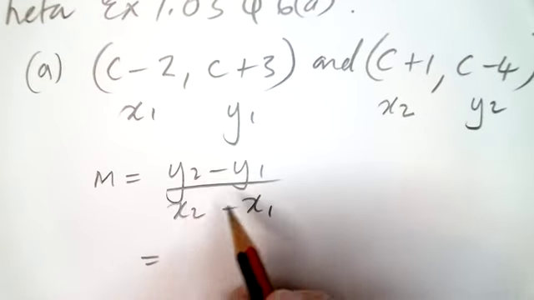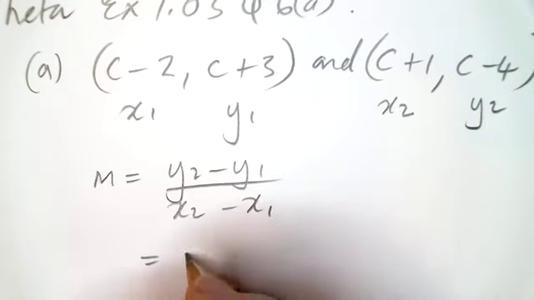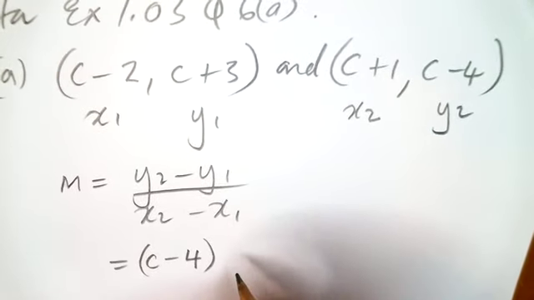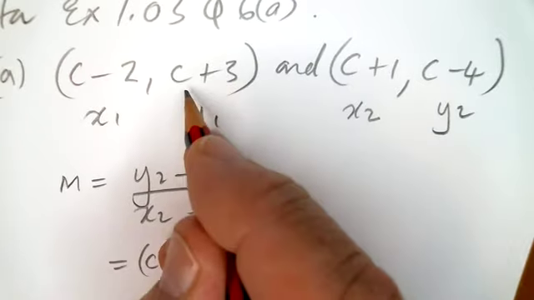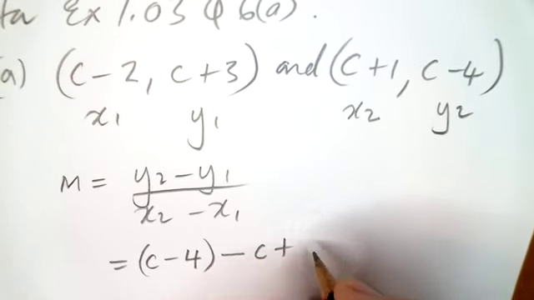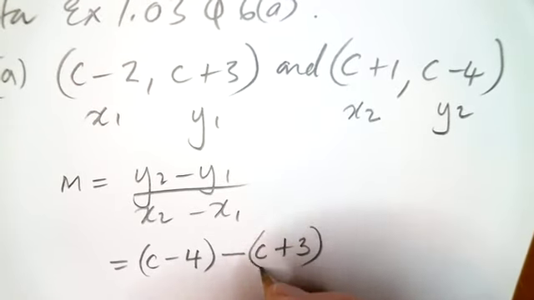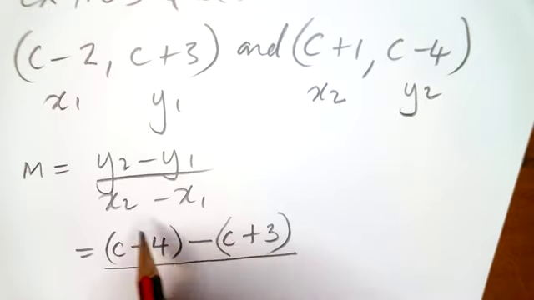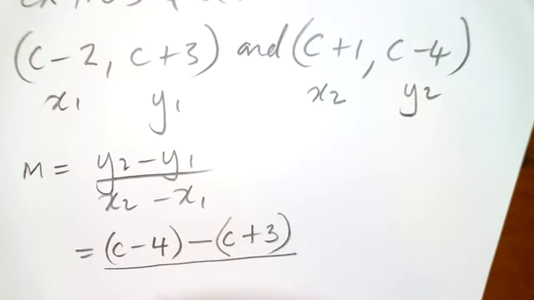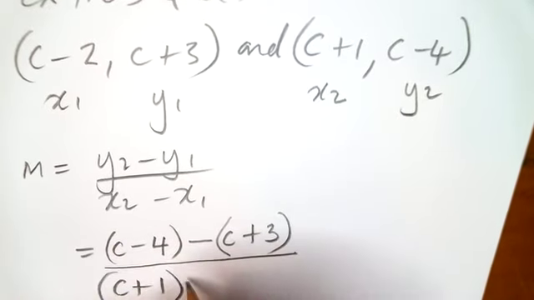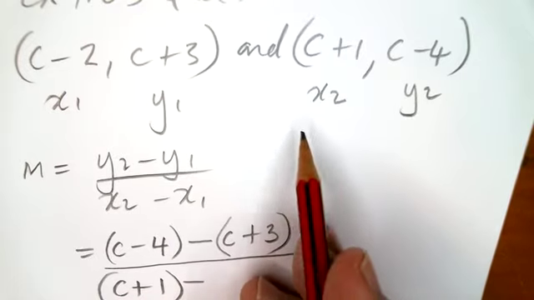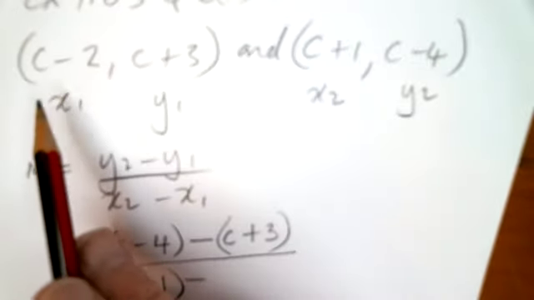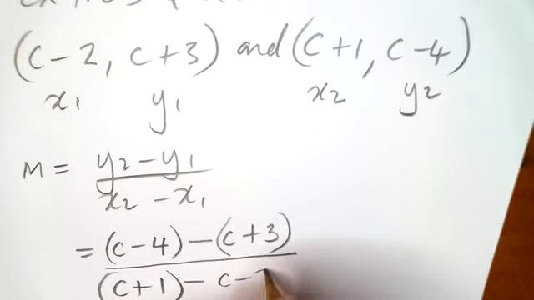Which is y2? So we've got a y2, that's going to be c minus 4. I'll put this in brackets, yeah? And you'll see why in a second. Minus y1 is going to be c plus 3, of course in brackets, this means that it's actually a negative c and a negative 3. Okay, all over x2. Well, x2 is c plus 1 minus, and I've got x1, which is c minus 2.